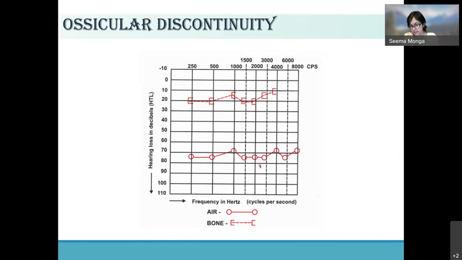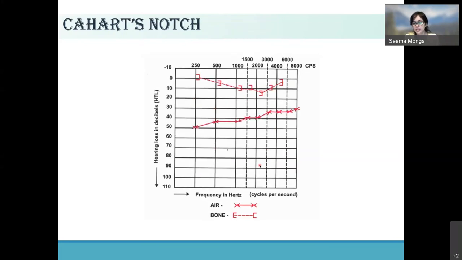These are typical audiograms, but sometimes a typical audiogram is also not seen. What is this? Again, a typical picture of otosclerosis, 2000 Hertz, Carhart's notch. All right, we all know this is Carhart's notch. At 2000 Hertz, there is a dip. This is a Carhart's notch in an otosclerosis patient.